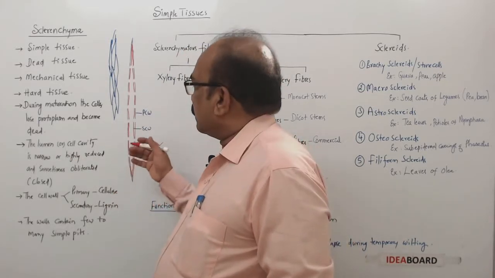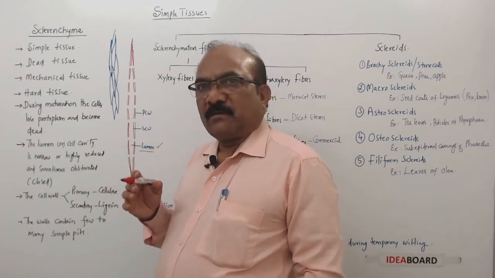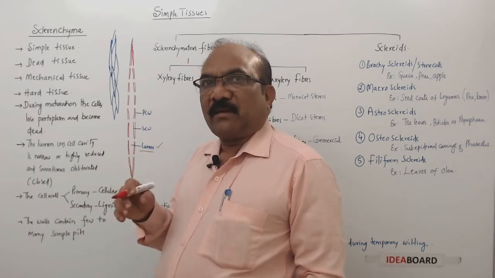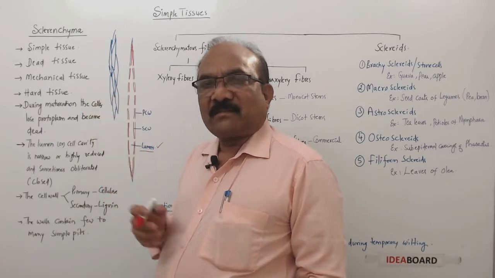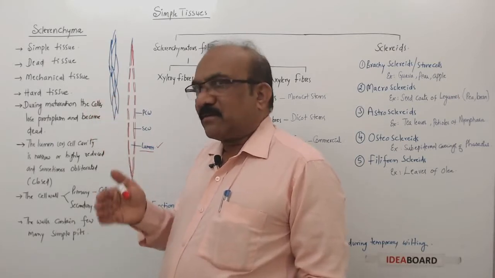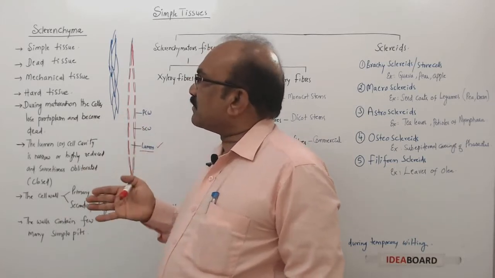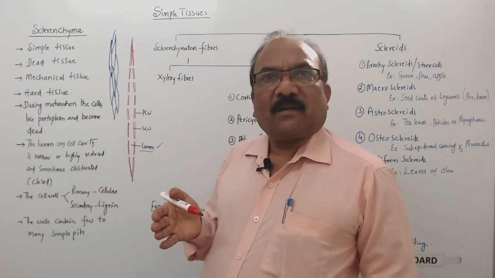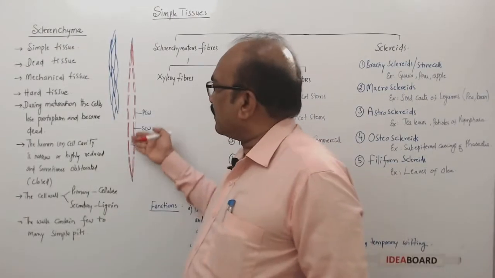Remember that we find such dead cells even in the xylem, and there also you will find a lumen, but those lumens are wide, and because of that water will move through those wide lumens. But here, the fibers, these sclerenchyma cells, are not allowing the water to move, because their lumens are very narrow.